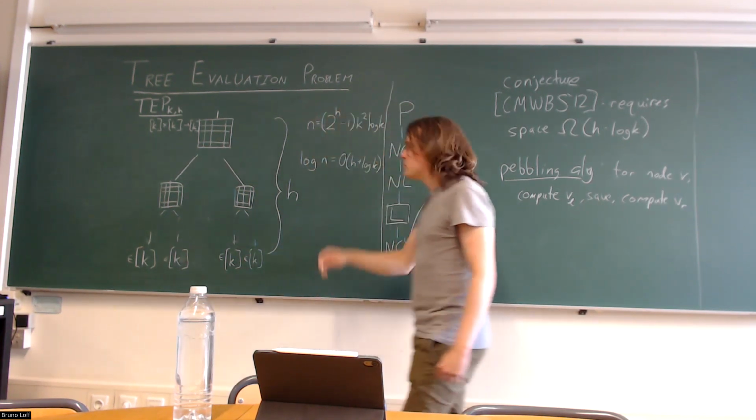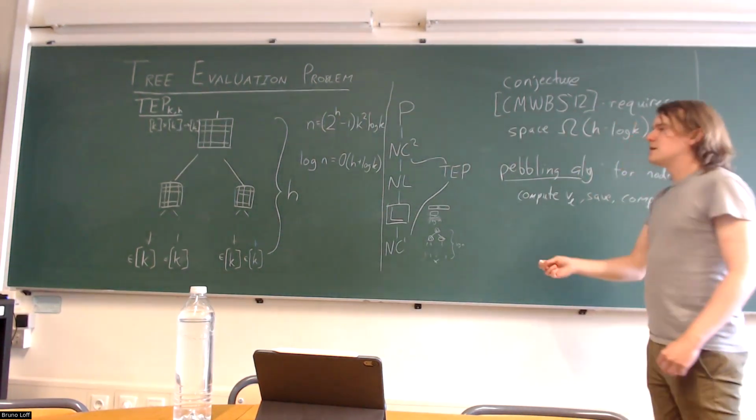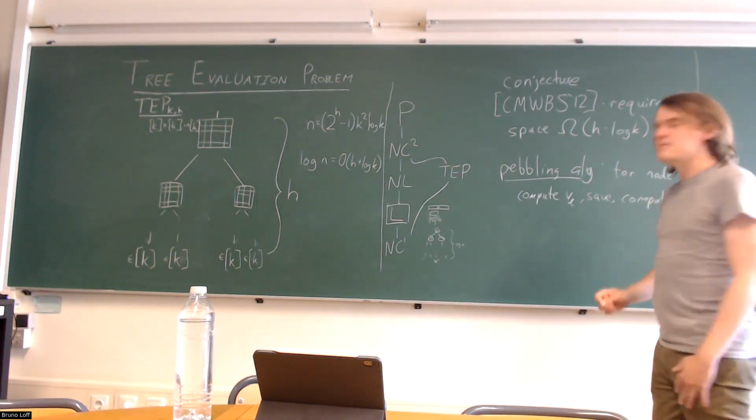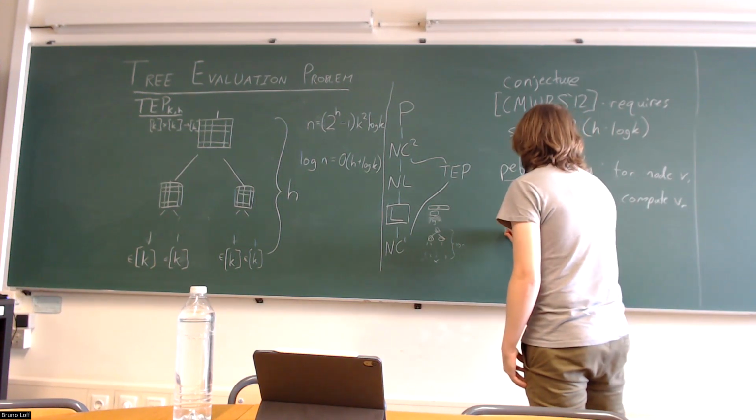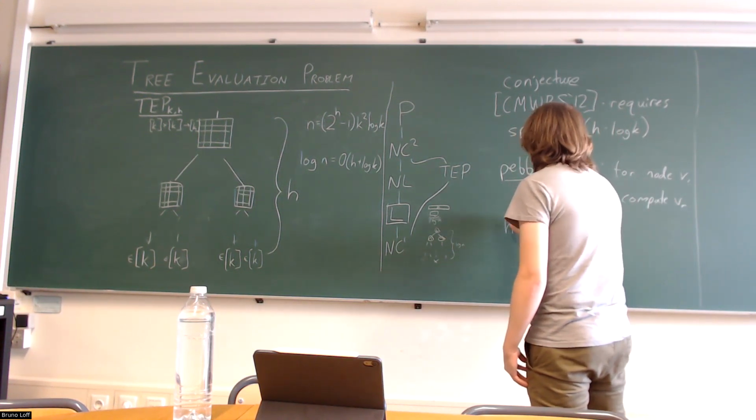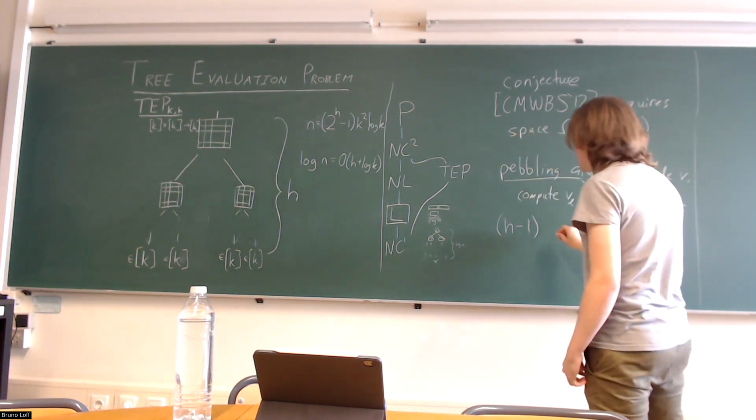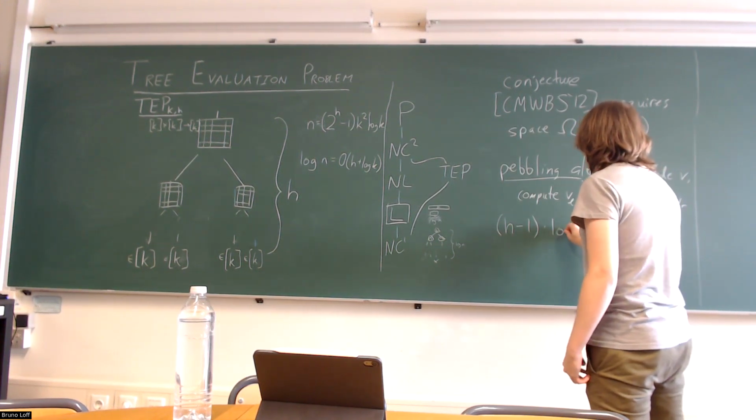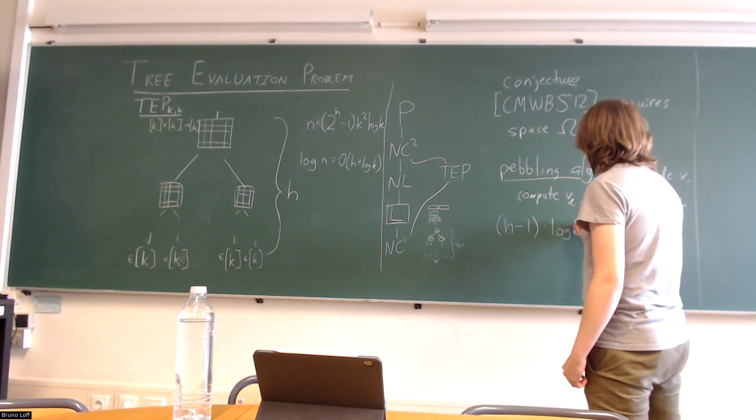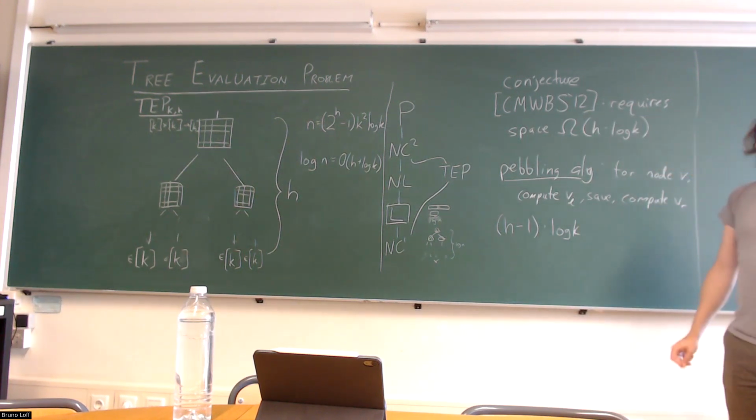And you just work your way down the tree, and of course, at each level, I'm remembering one element, log k bits. And I have to do h minus 1 levels. Of course, at the bottom, I just get the answer. So it's h minus 1 times log k. That's what the pebbling algorithm gives you.